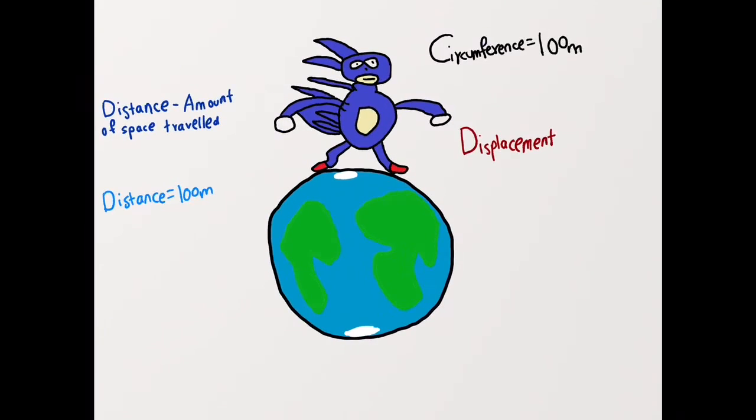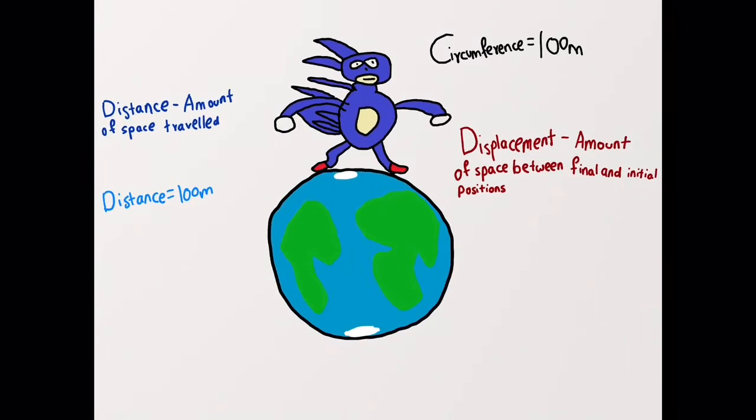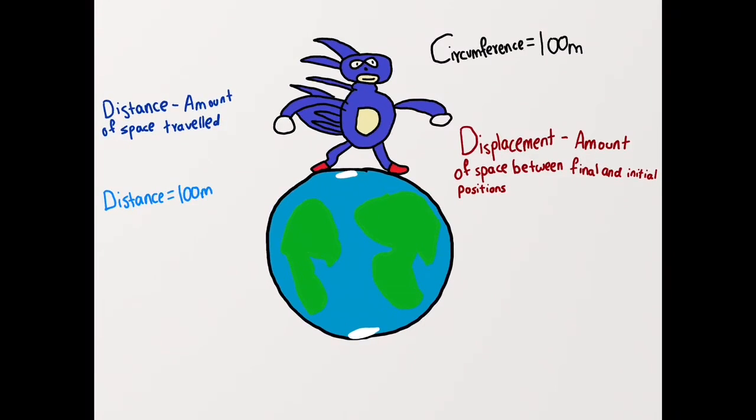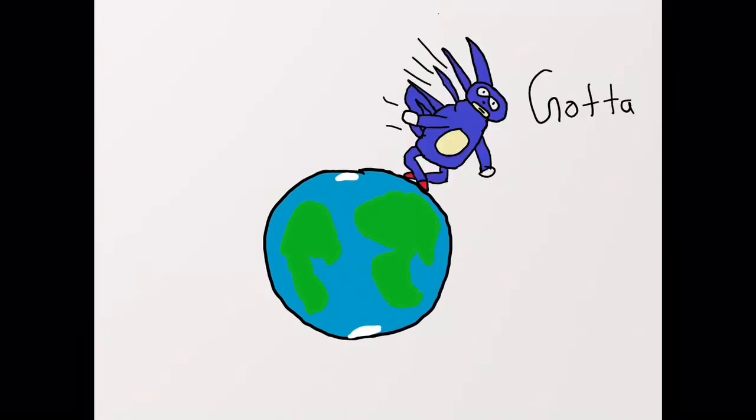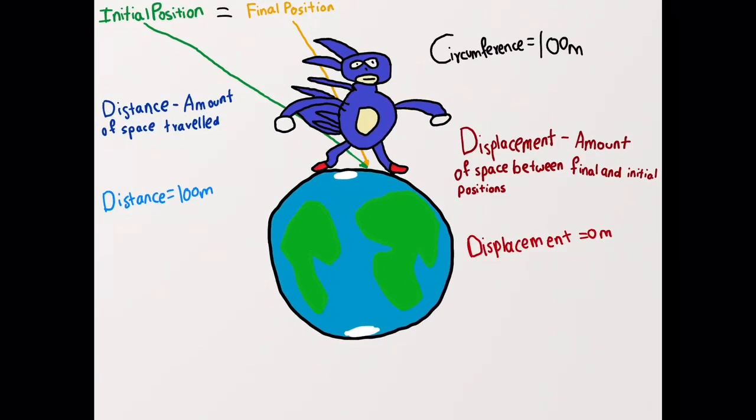Displacement, however, is a bit more complicated. Displacement is the amount of space between an object's final position and its initial position. As you can see, when Sonic runs around the world, his initial position and final position are the exact same, so his displacement is actually 0 meters, even though Sonic traveled all around the entire world.